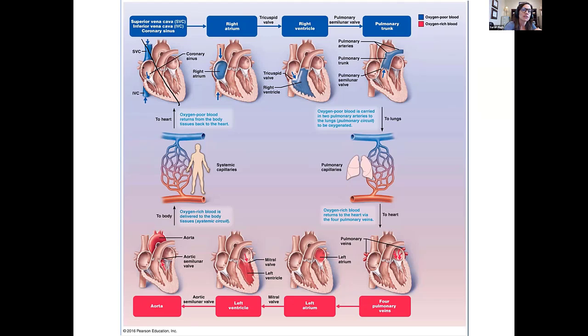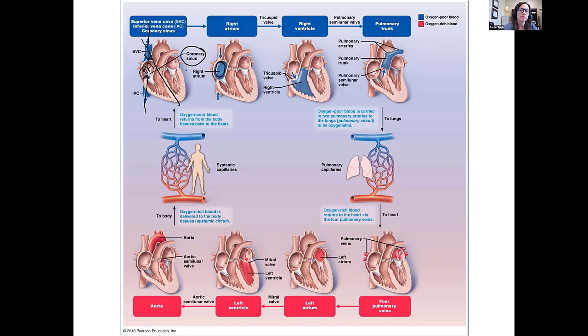Coming into the right atrium, we are going to bring blood from the superior vena cava. This is going to be draining the head, the shoulders, the arms, anything above the heart. The inferior vena cava is going to be draining all of that blood from below the heart. And remember, we also have that coronary sinus that's going to be draining the heart muscle itself. So that spent blood is going to move into the right atrium. You can see that here.